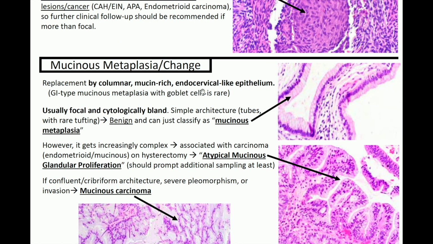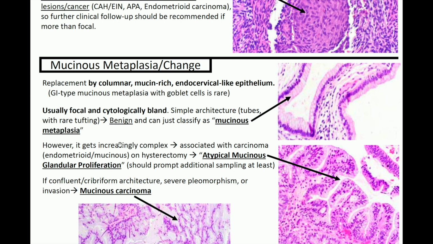Next up, we've got mucinous metaplasia or change. So as the name suggests, you're going to have replacement by columnar, mucin-rich endocervical-like epithelium, with GI-type mucinous metaplasia with goblet cells being rare to see. So it's usually focal and cytologically bland. You're going to have simple architecture, tubes with rare tufting, leading to benign, or it is benign, and you can just classify this as mucinous metaplasia.